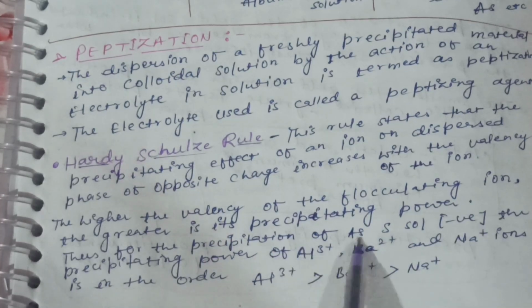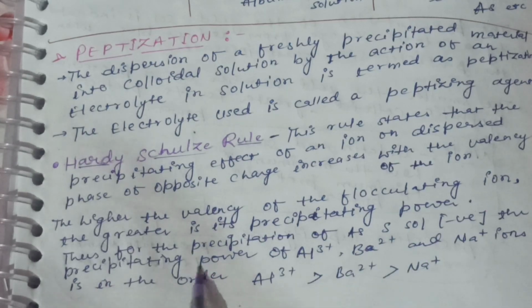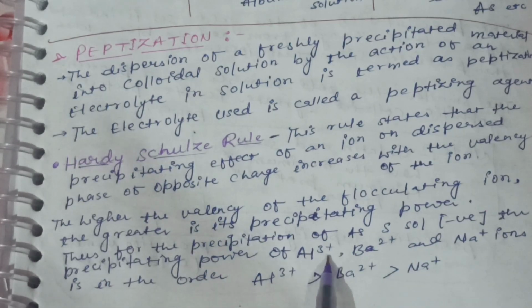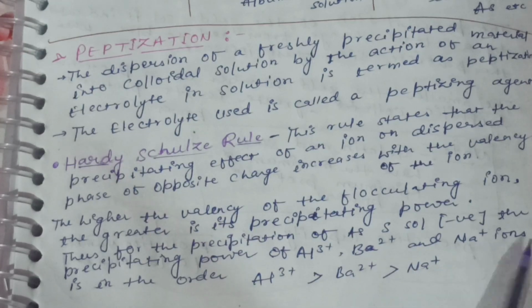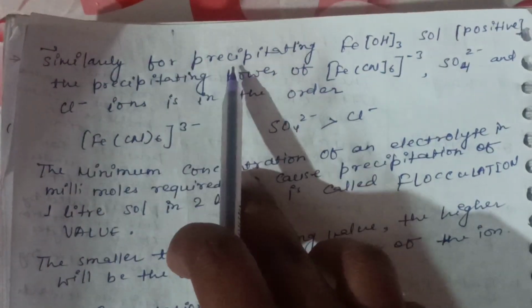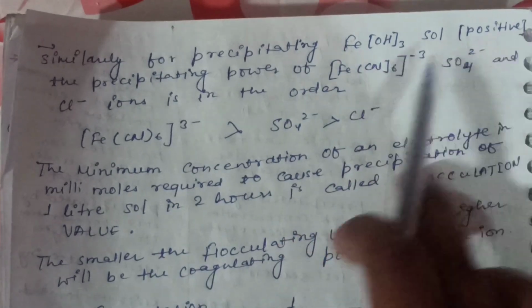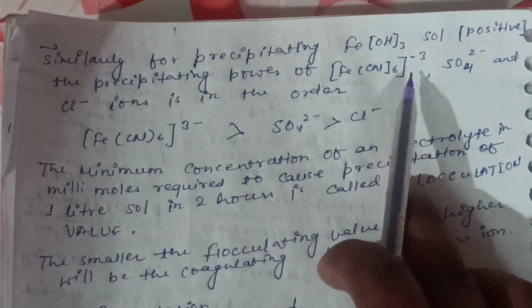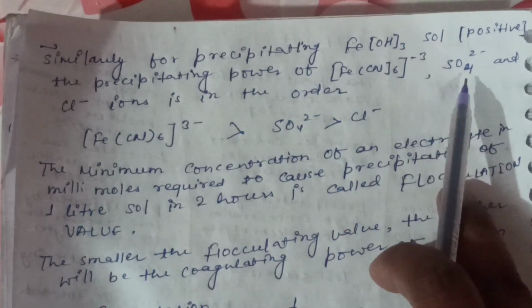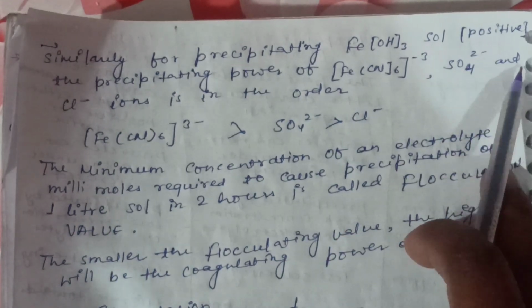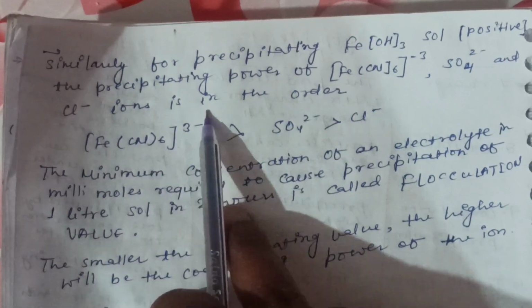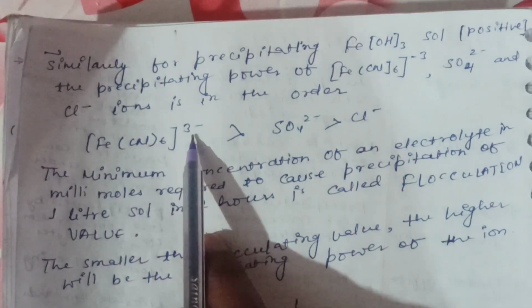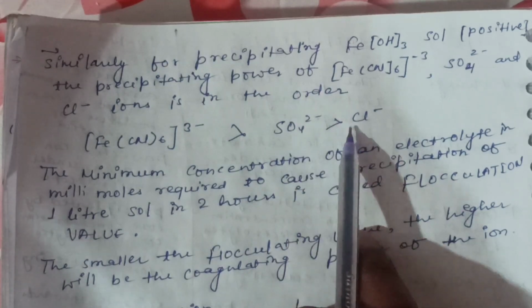Thus, for the precipitation of As2S3 sol, which is negative, the precipitating power of Al3+ ion, Ba2+ ion, and Na+ ions is in the order Al3+ > Ba2+ > Na+. Similarly, for precipitating Fe(OH)3 sol, which is positive, the precipitating power of [Fe(CN)6]3- ion, SO4 2- ion, and Cl- ions is in the order [Fe(CN)6]3- > SO4 2- > Cl-.